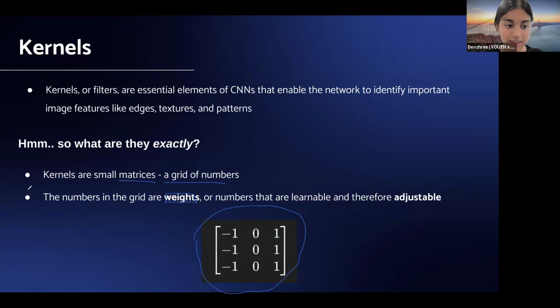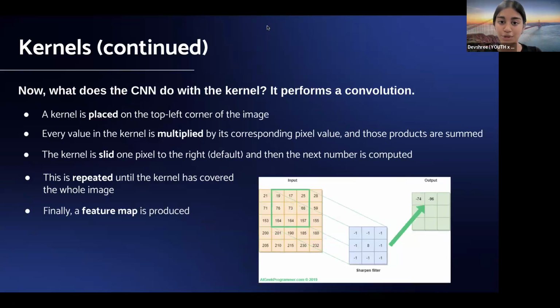So what you learned in this slide is that kernels are filters that allow the network to identify important parts of an image, and they are a matrix of numbers, or basically a grid of numbers that are the weights of the model. Now, taking into account what they are, let's go into what they do, or what the convolutional neural network does with the kernel.